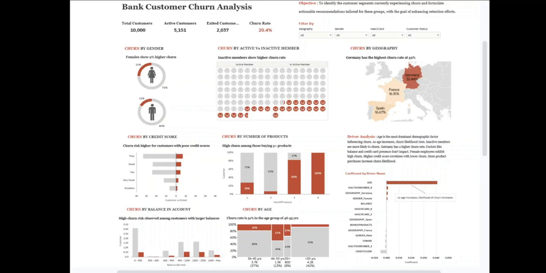My name is Anita, and today I'm going to walk you through a deep dive analysis on a business problem which I did in Oracle Analytics. This analysis is about identifying customer segments which are experiencing high churn in a bank. I have used advanced visuals and also applied machine learning to find the drivers of churn. So let us get started.